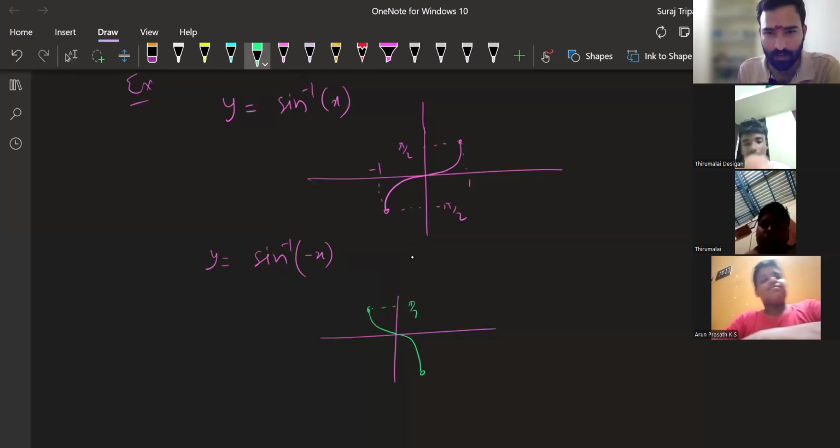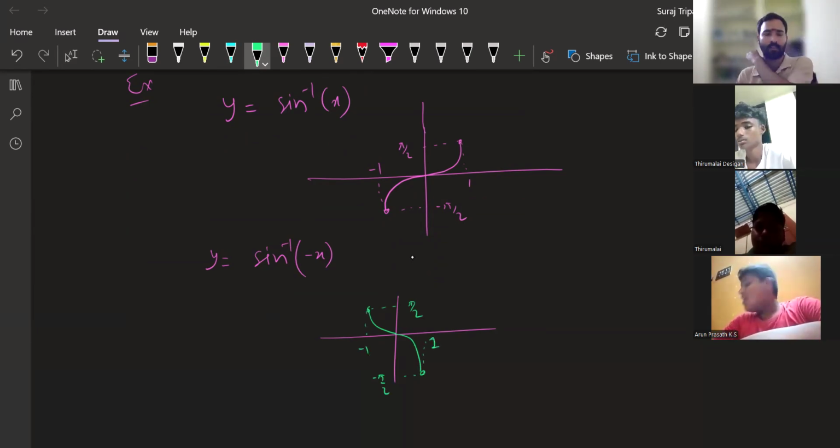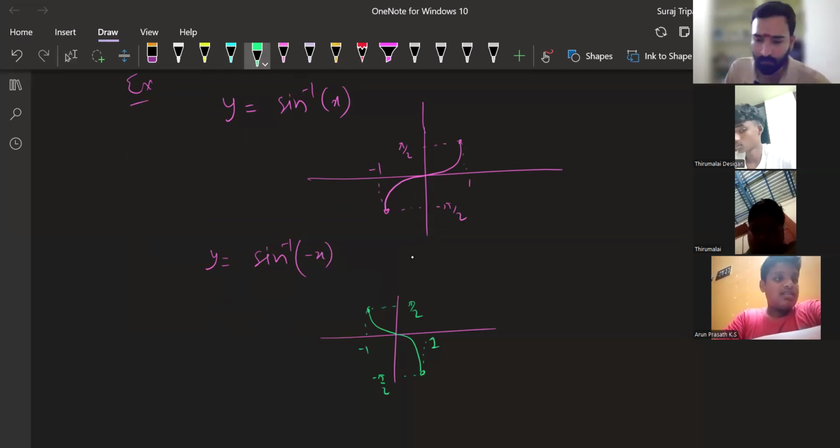Again, this side it is pi by 2. This side it is minus pi by 2. This side it is minus 1. Everything will be same. This is the graph of y equals sine inverse of minus x.